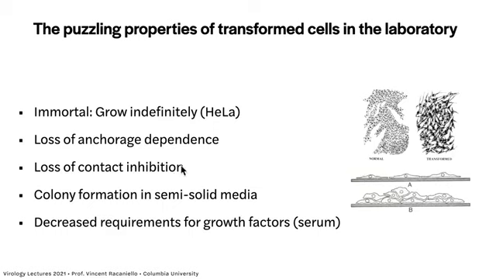They lose their contact inhibition. Normal cells, when they touch each other, they stop growing. Transformed cells will pile up, and that's one of the reasons why they have a different appearance in the microscope. They will form colonies in semi-solid media.